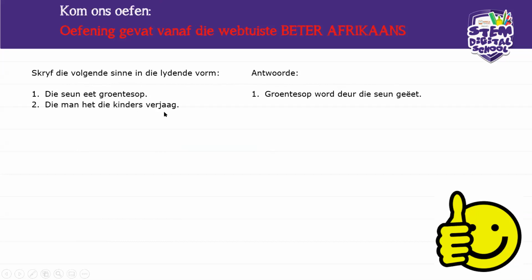Now, die man het die kinders verjaag. Remember, we're going to start by swapping the object and the subject, which means we'll start with die kinders. You remember the word word, deur and the G in front of the verb. See if you can quickly do that. I started the sentence for you with die kinders. And remember these words in there: word and deur and the GE in front of the verb. Quickly, see if you can change that sentence now to the Lydende form. I'm sure you guys can. I'm absolutely convinced.